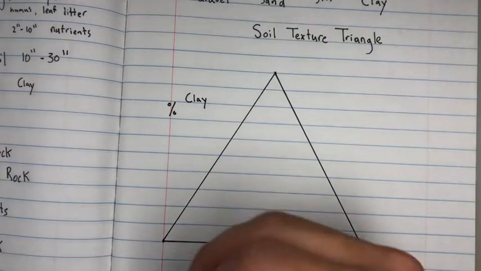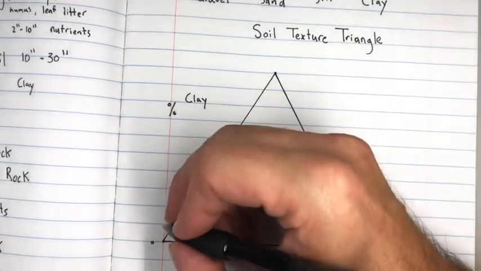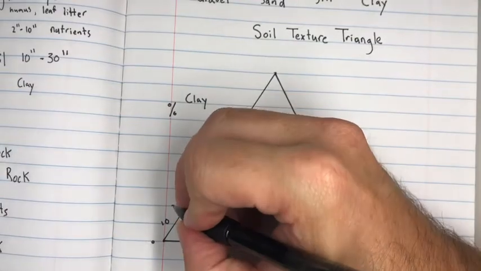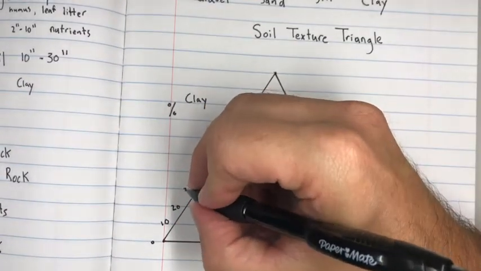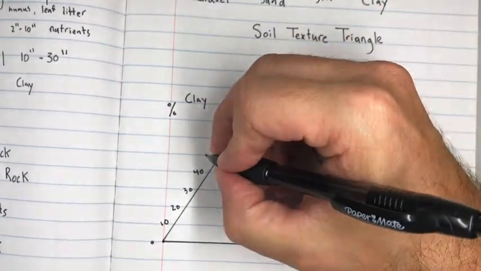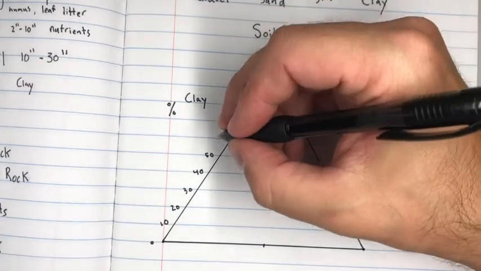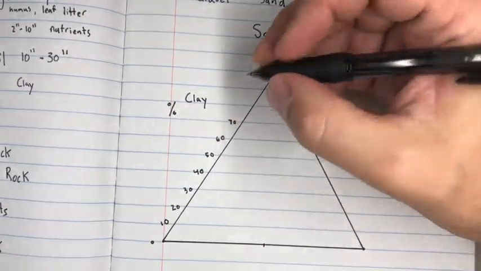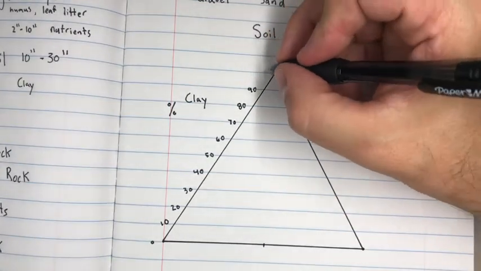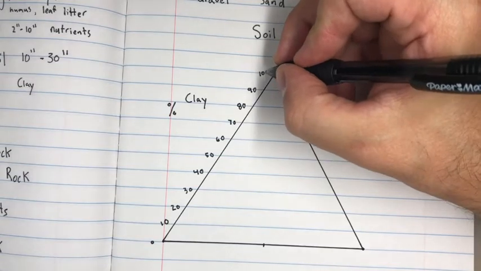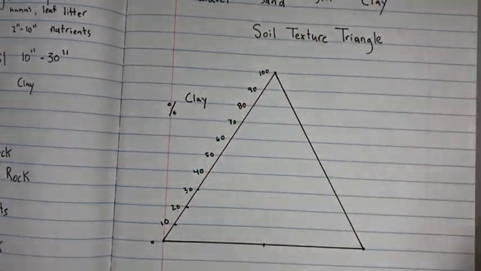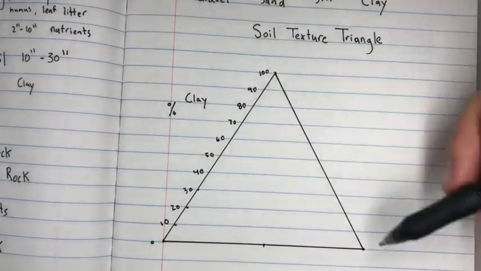And it's going to go from 0% to 10%. Then we're going to go 20%, 30%, 40%, 50%, 60, 70, 80, 90, and at the top, we've got 100% clay. Okay, so each of these markings represents a percent. And I'm not going to mark them because we're going to add to our triangle, and these blue lines help with that.